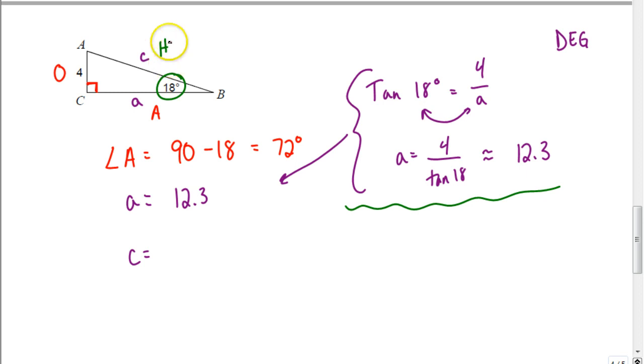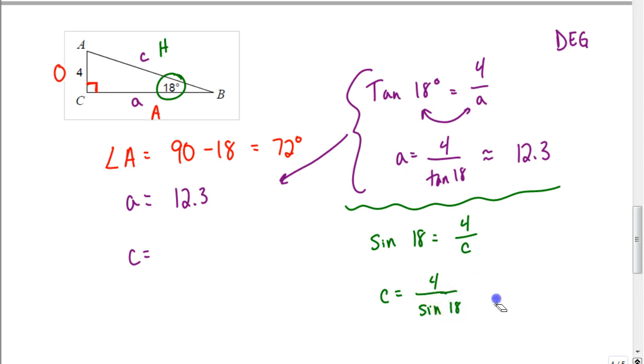So if I'm trying to find C, and I have the opposite leg and the hypotenuse, that would be the sine of the angle. So the sine of 18 equals the opposite, which is 4, divided by the hypotenuse, which is side C, which is what I'm trying to find. And just like we just mentioned, I can swap these two to find out what C is. I would say that C is equal to 4 divided by the sine of 18.